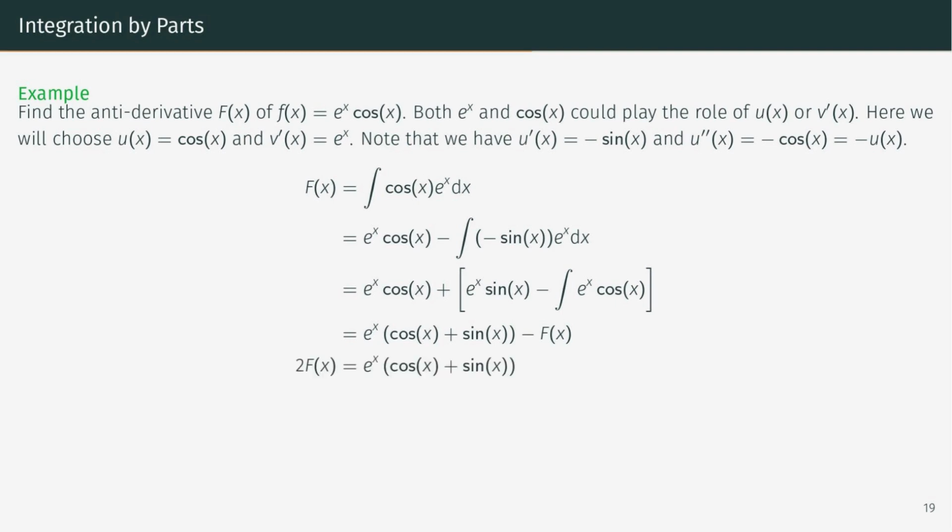Rearranging the terms to group the f of x terms on the left-hand side gives 2f of x equals e to the x times the cosine of x plus the sine of x.